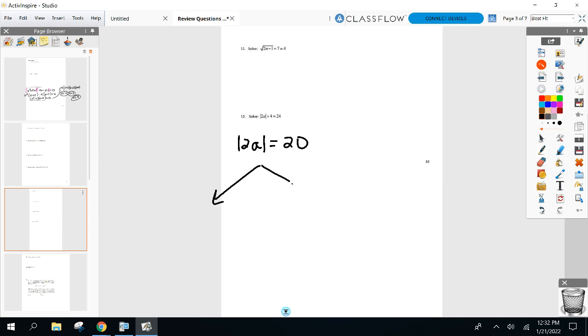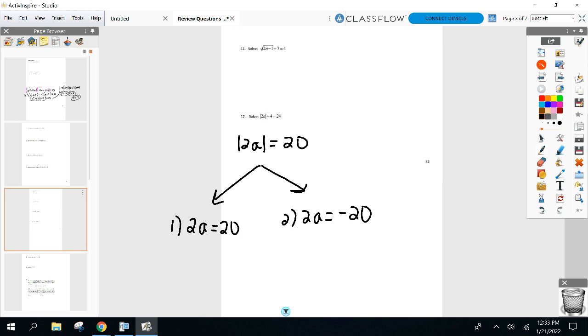Now, when the absolute value is by itself, go ahead and break it up. How do I break it up? As is without the absolute value, so just drop the absolute values. And the second equation, drop the absolute values, but negate the entire right side. It's easy on this problem. I just throw a negative in front of 20.